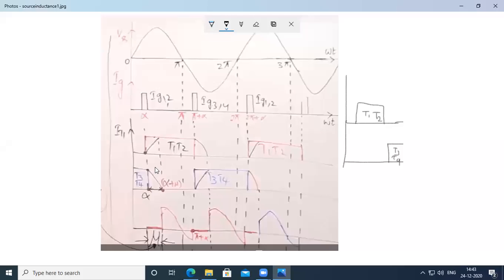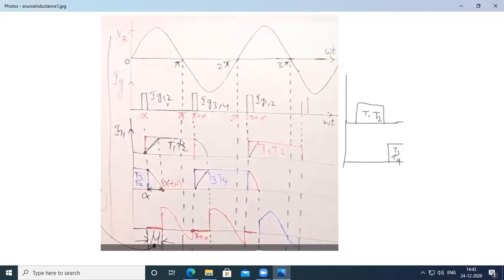Here you can see in this case that it will not happen, because due to the presence of source inductance, it will try to resist conduction at the time of triggering. It will resist the immediate conduction. It will take some time because inductance is a charge storing device. So it will take some time to reach its maximum value or maximum amplitude. So this way it will go.